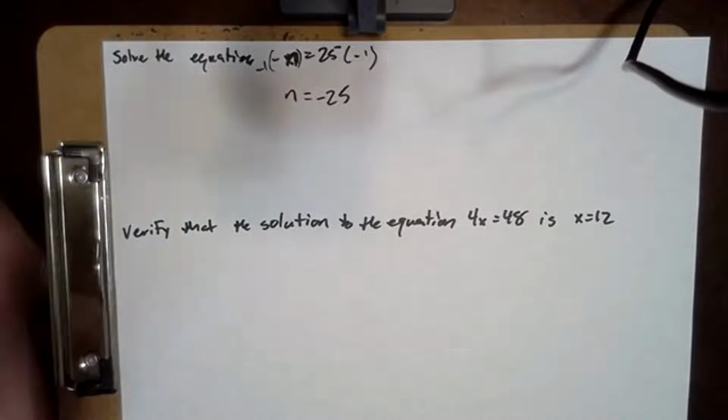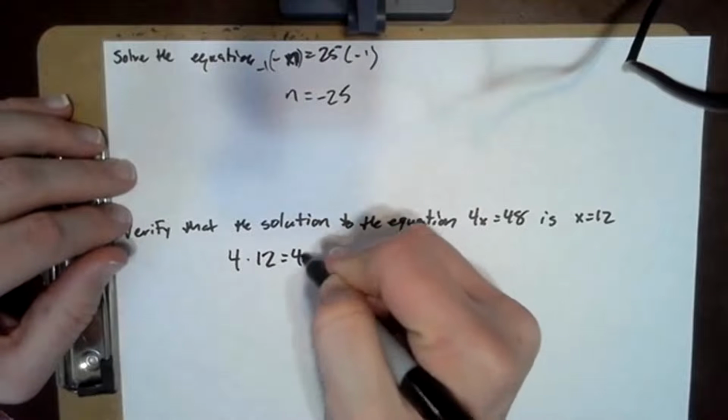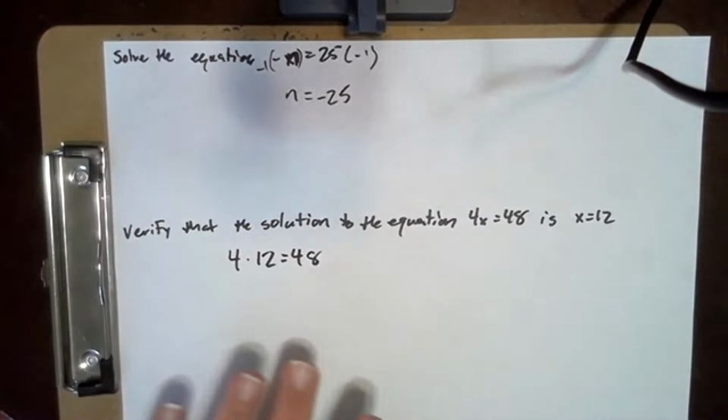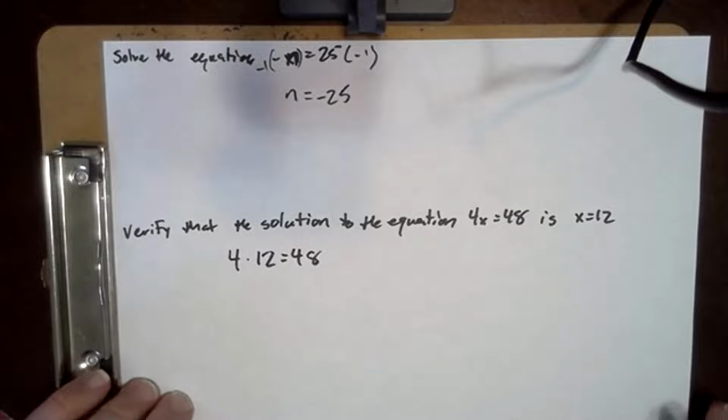Next, we are asked to verify that the solution to the equation 4x equals 48 is x equals 12. To do this, we just take 4 times 12 and see that that is equal to 48. Since both sides of the equation are equal to 48, we have verified the solution.